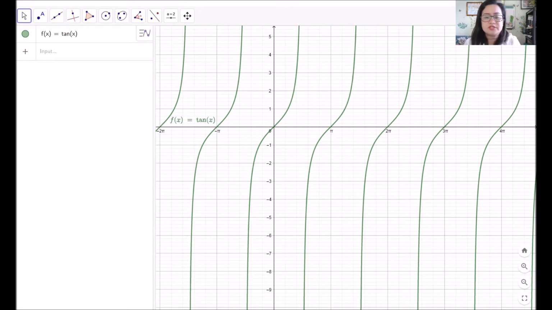Let us study the different characteristics of the tangent function. On the screen, we see the graph of tangent x. Now, we start with identifying the domain of tangent x. As you know, the domain refers to the possible values of x which we can use in order to replace variable x in the given function.